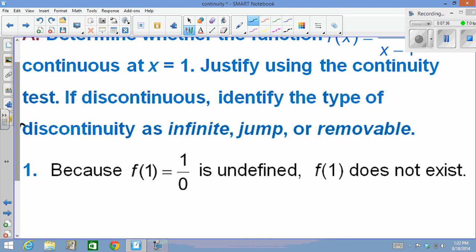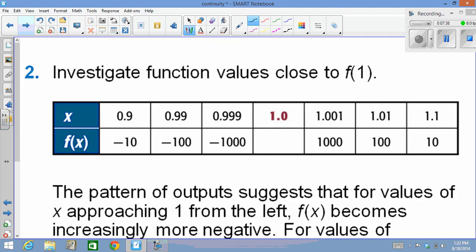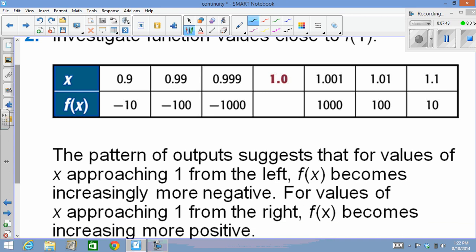But I need to figure out what kind of discontinuity. Well, now I'm going to look here, and I'm going to look at my table. If I look at my table, coming from the right and coming from the left, you'll notice that coming from the left, I have negative 1,000. And coming from the right, I have positive 1,000.